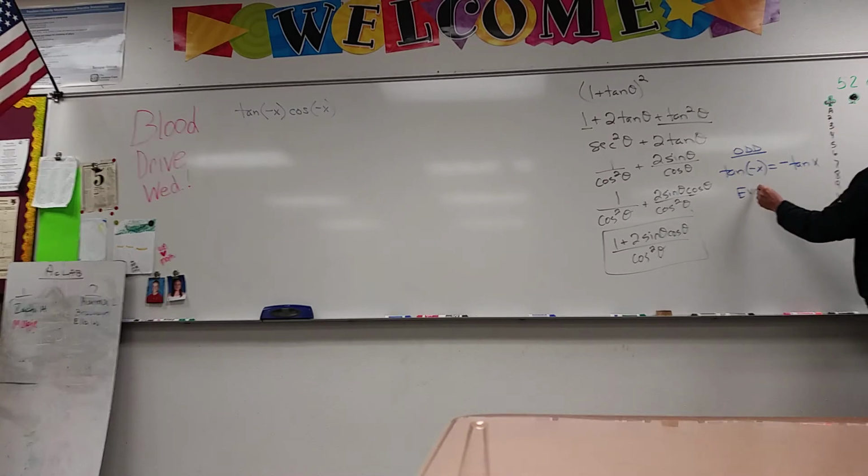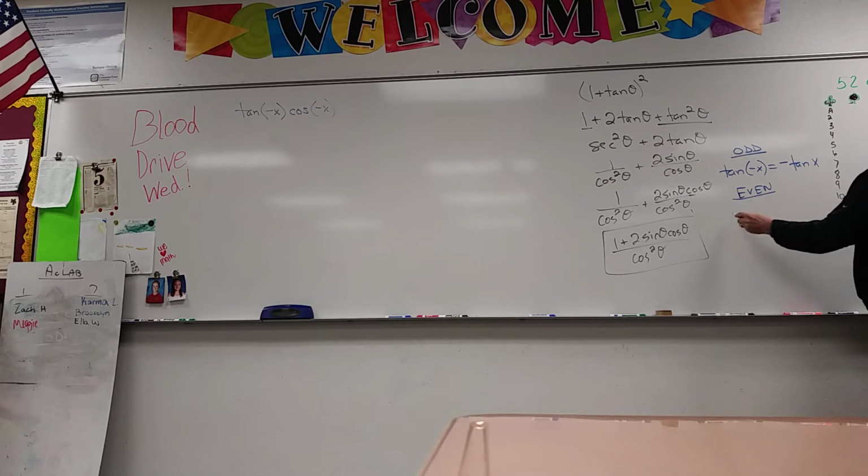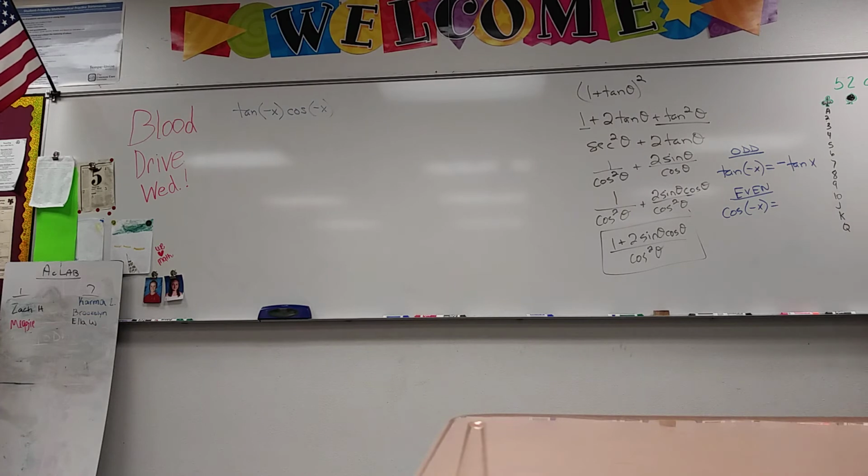If a function is even, cosine of negative x is equal to the cosine of x. Meaning that if the cosine of x is 1/2, the cosine of negative x is still 1/2. Even function, whether we have a positive or a negative that we're putting into the function, we still get the same answer. Does that make sense? Okay, let's use that here.